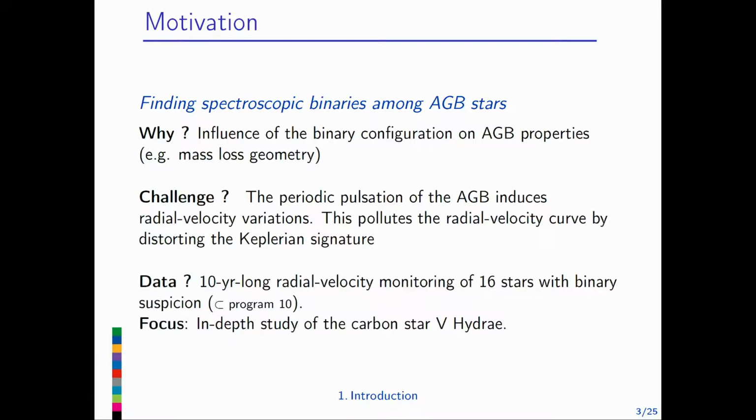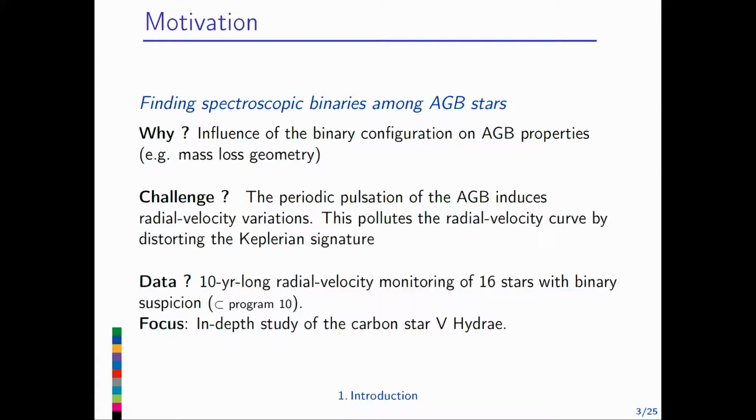Unfortunately, it's quite difficult to find that kind of system, mainly because, due to the pulsation, the radial velocity curve will be polluted by variations due to this pulsation. Usually, when we want to find spectroscopic binaries, we are looking for an orbital Keplerian signature, but due to the pulsation of the star, the radial velocity will be polluted. So the idea here is really to disentangle the two signals, the pulsation from the orbital signature.